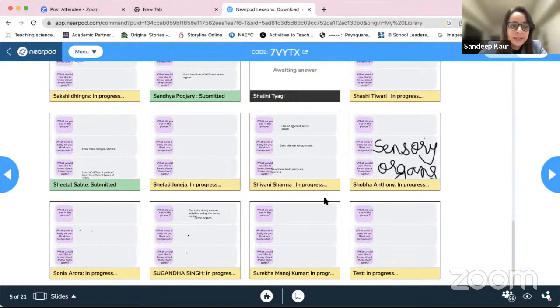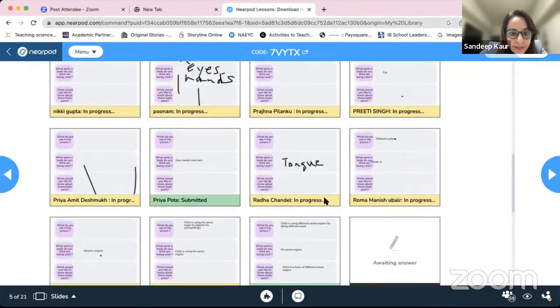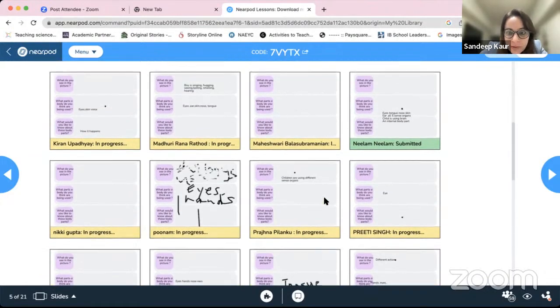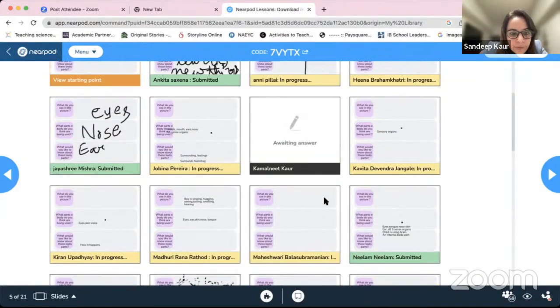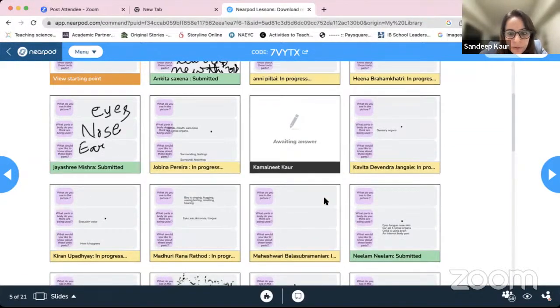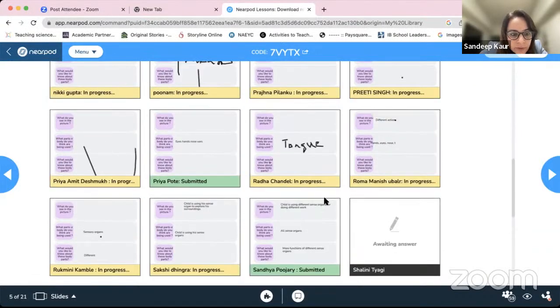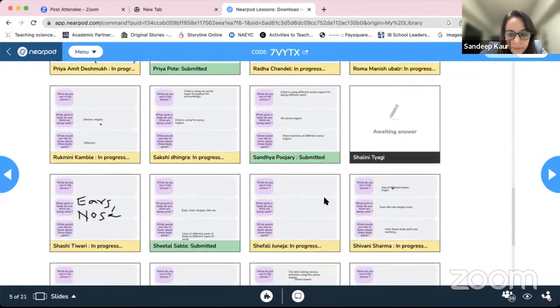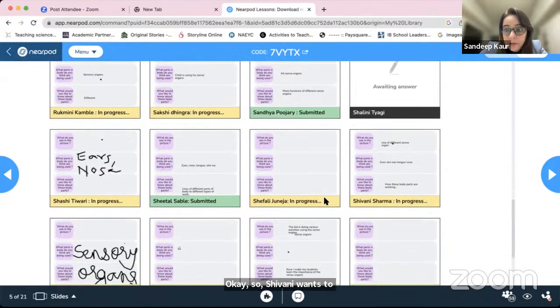Okay, so Shivani wants to know how these body parts are working together. All right.